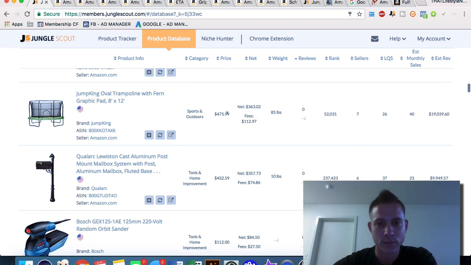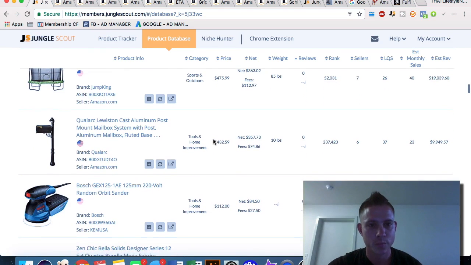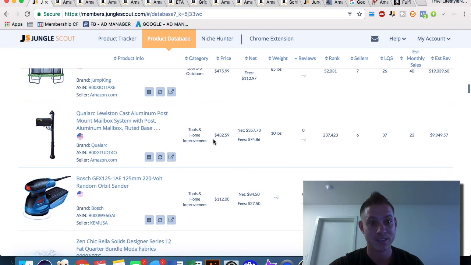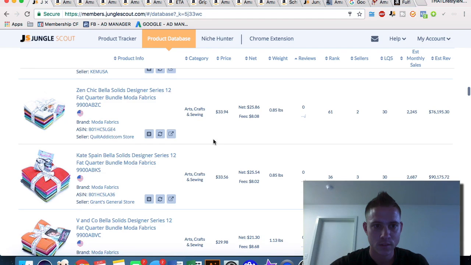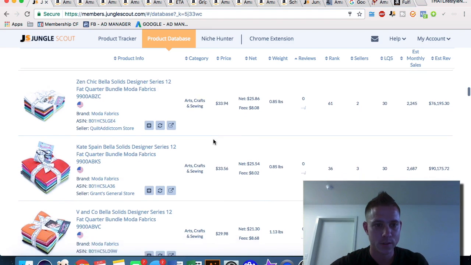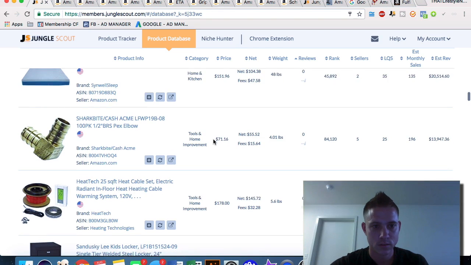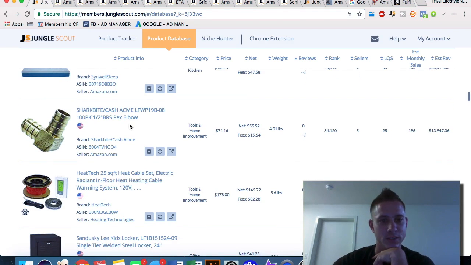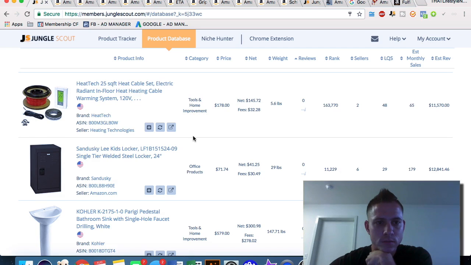King oval trampoline, so $475, kind of an expensive one. Aluminum post mount mailbox system, interesting one. Bundle motive fabrics, interesting. Some of these ones can be interesting too, right? Like little pieces that a lot of contractors need but may not know how to get. They're always at least fun to look around at.